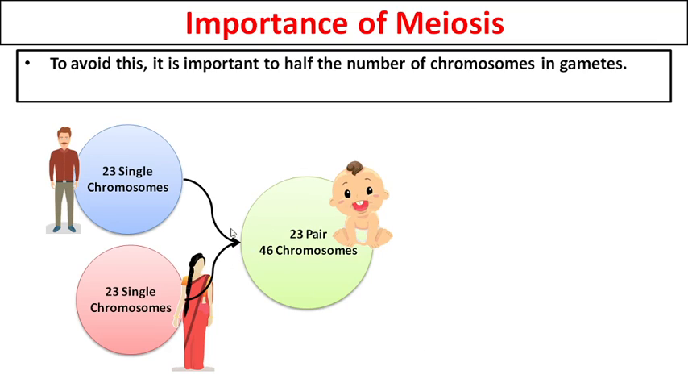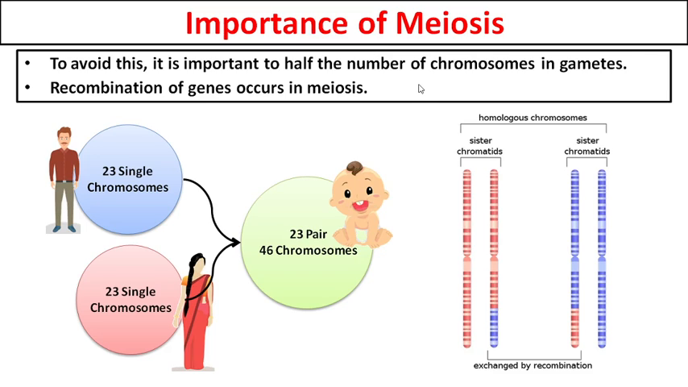So this means to maintain the integrity of the species and to maintain the number of chromosomes, meiosis is important. In meiosis, you have recombination of genes, which means if this is the chromosome you got from your mother, and this is the chromosome from your father, then there will be an exchange between the two. So let us say here there was a gene for eye color, blue, and on the other hand you had eye color brown. Here there will be exchange of such genes, exchange of parts of the chromosome, and this will lead to the baby getting a mixed chromosome.